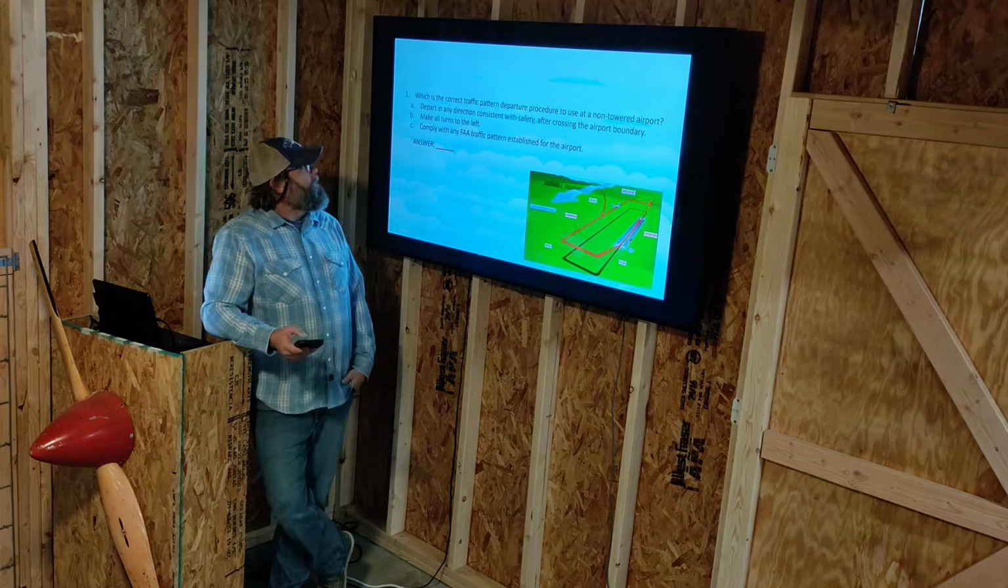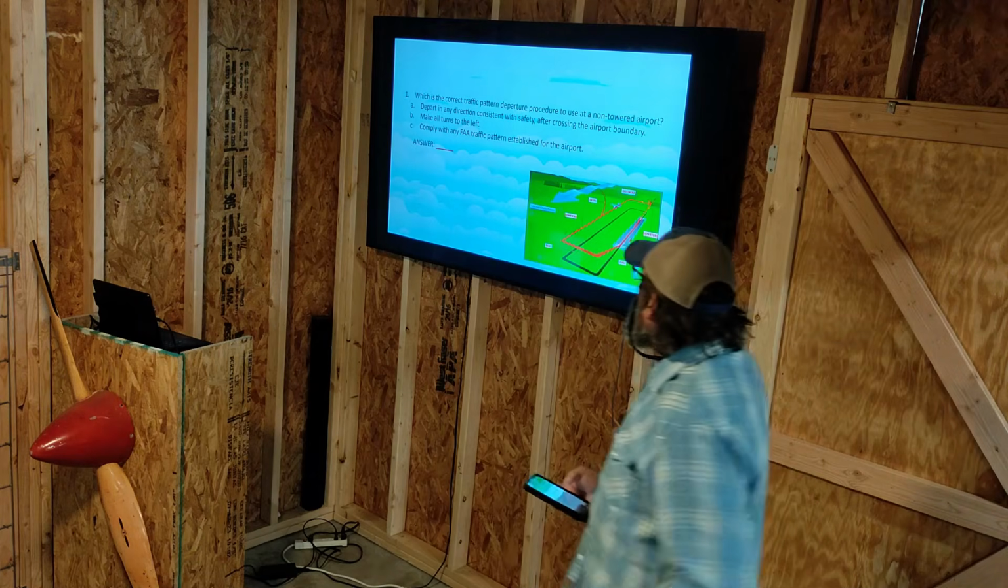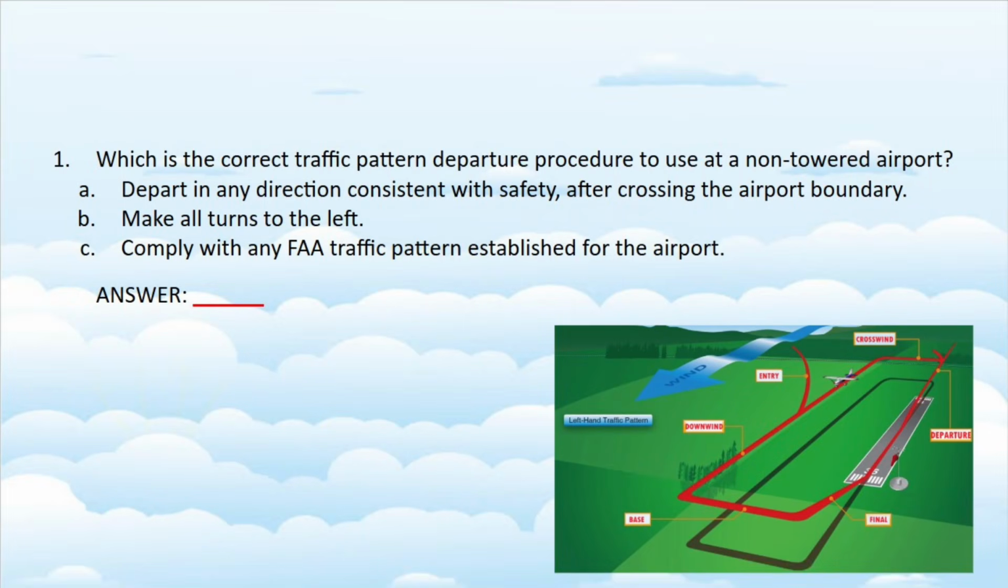All right, so which is the correct pattern departure procedure to use at a non-towered airport? A, depart in any direction consistent with safety after crossing the airport boundary. B, make all turns to the left. Or C, comply with any FAA traffic pattern established for the airport.